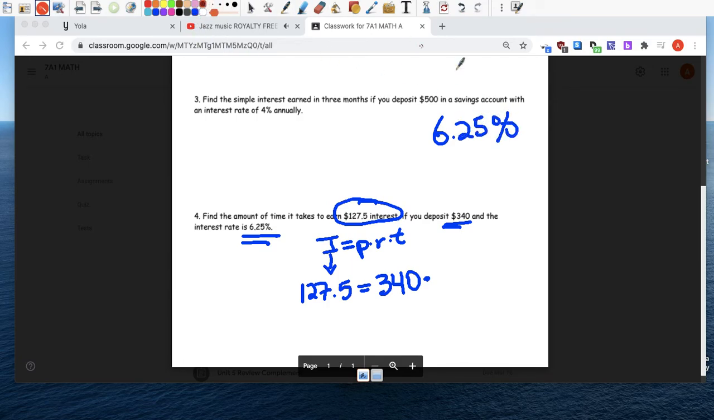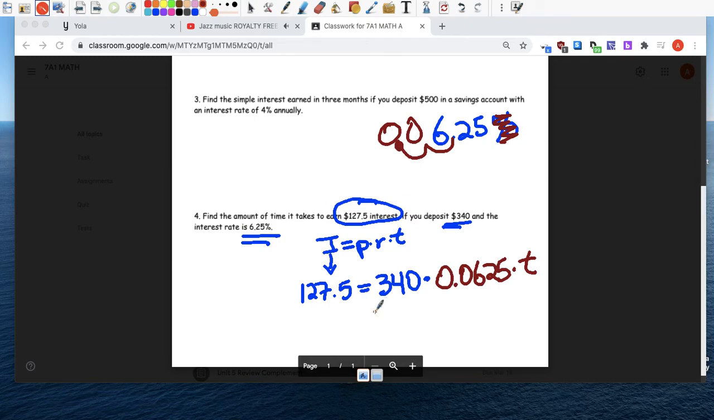So we're going to change this. I'm going to move it once. I'm going to move it twice. And I'm going to put a 0 and a 0. So 6.25 se transforma en 0.0625. And the time, t, es lo que no sabemos. So eso se queda.